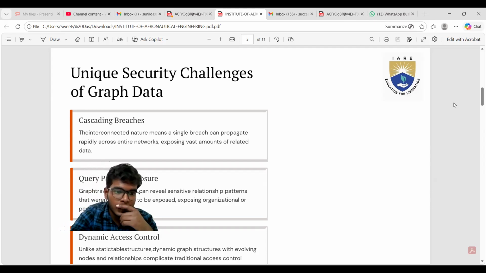Unique security challenges of graph data. Cascading breaches: the interconnected nature means a single breach can propagate rapidly across the entire network, exposing vast amounts of related data. Query pattern exposure: graph traversal can reveal sensitive relationship patterns that weren't intended to be exposed, exposing organizational or personal connections. Dynamic access control: unlike a static table structure, a dynamic graph structure with evolving nodes and relations complicates traditional access control.